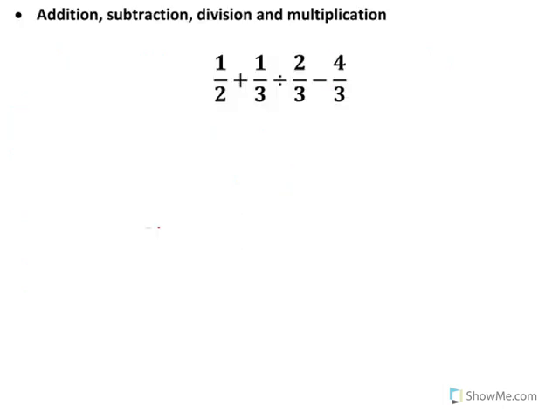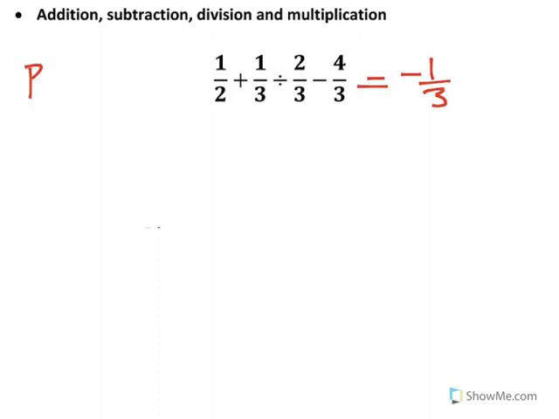Let us move on now and look where we have a mixture, where we add, divide, multiply, and subtract. How do you approach that? For example, you are given 1 over 2 plus 1 over 3 divided by 2 over 3 minus 4 over 3. If you use a calculator, what do you get? When I use my calculator, I got negative 1 over 3. Now, let's quickly work it out and see what the calculator did.